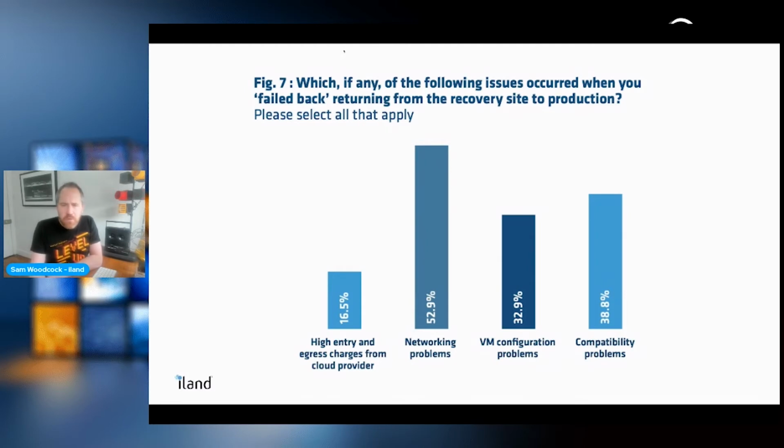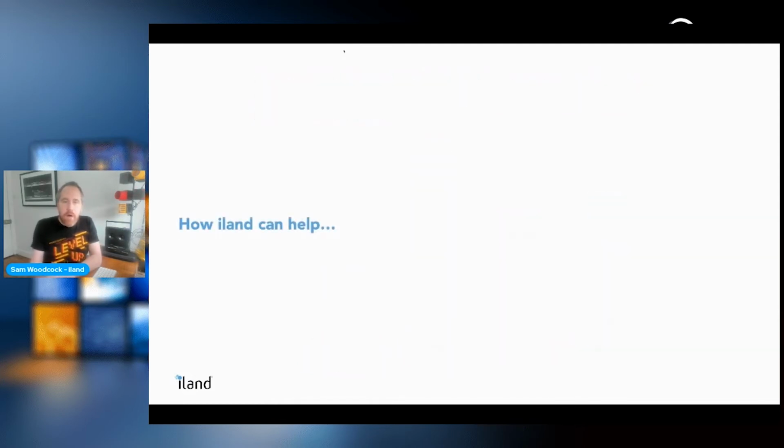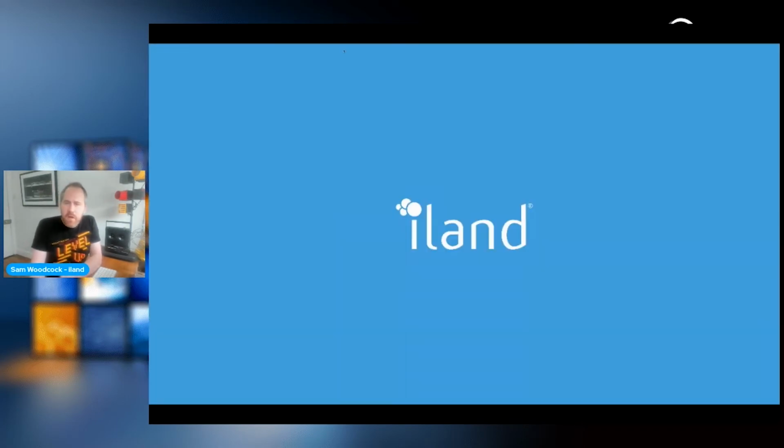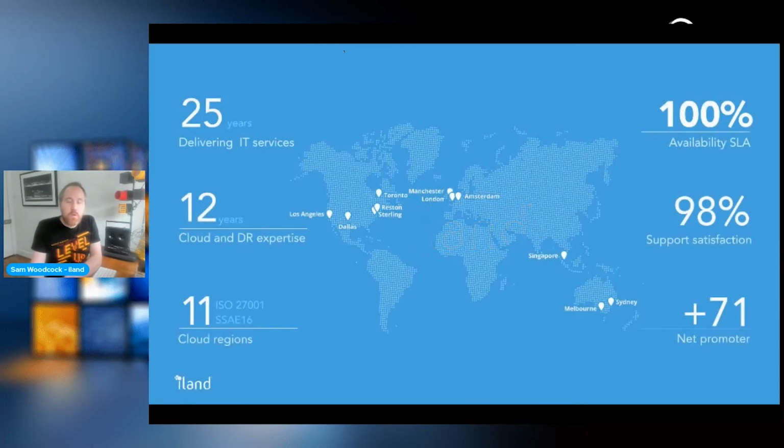So hopefully some of those statistics have resonated, that maybe you've seen some of these things in your organization. We're going to shift and talk about how Island as a provider can help solve some of these challenges and help enable you to bring your disaster recovery service forward in terms of its capabilities as well. So a little bit about Island. We've been in business for 25 years.